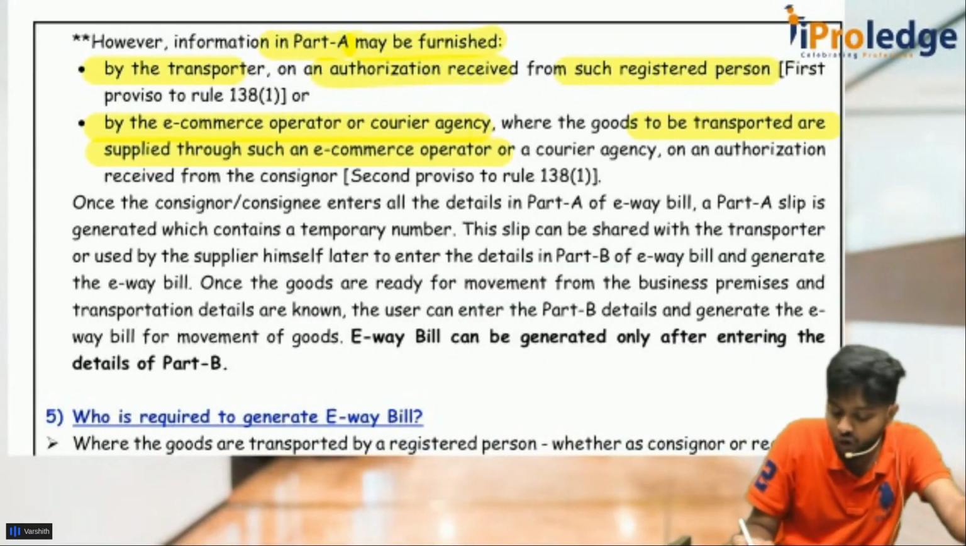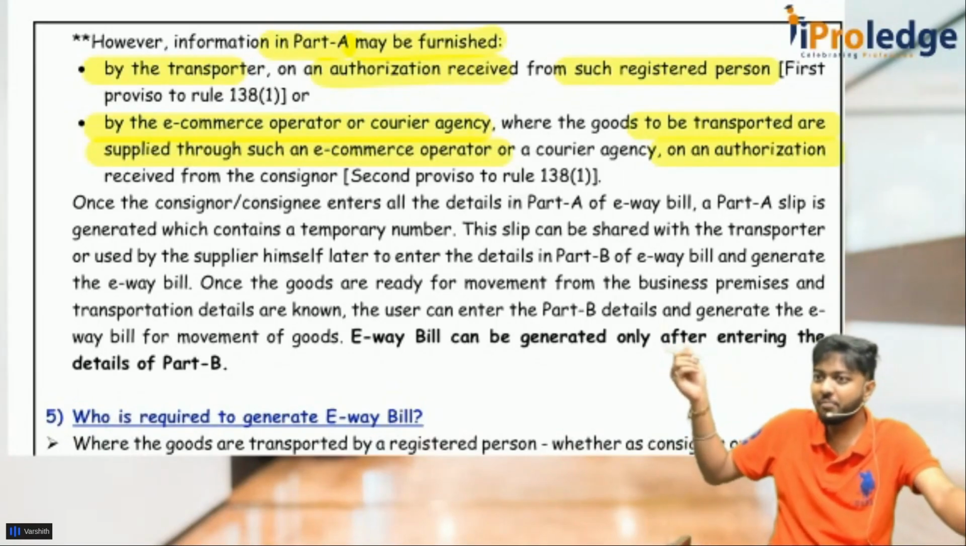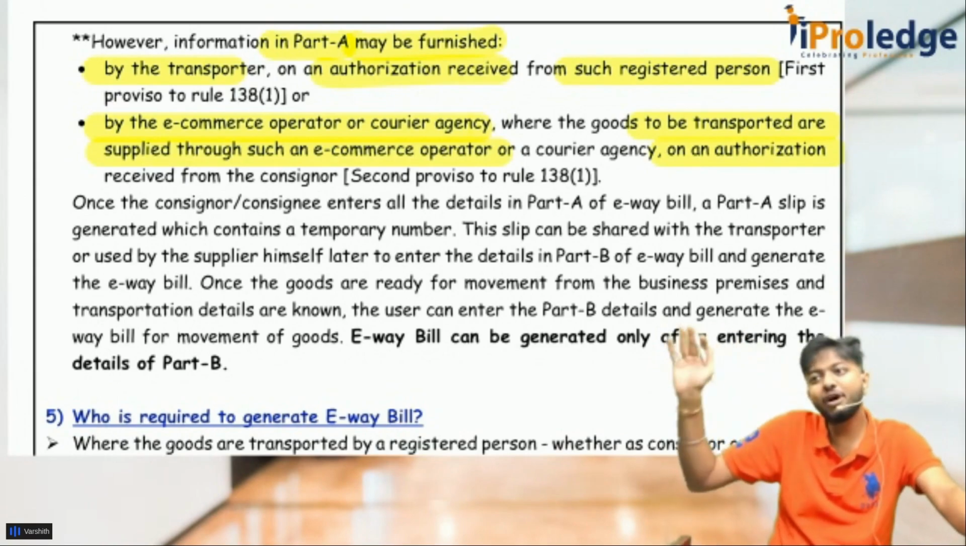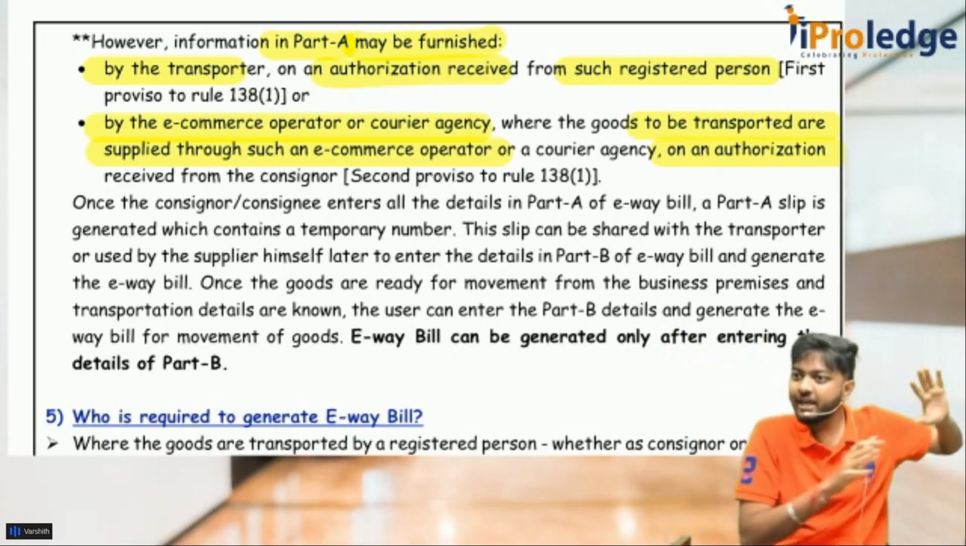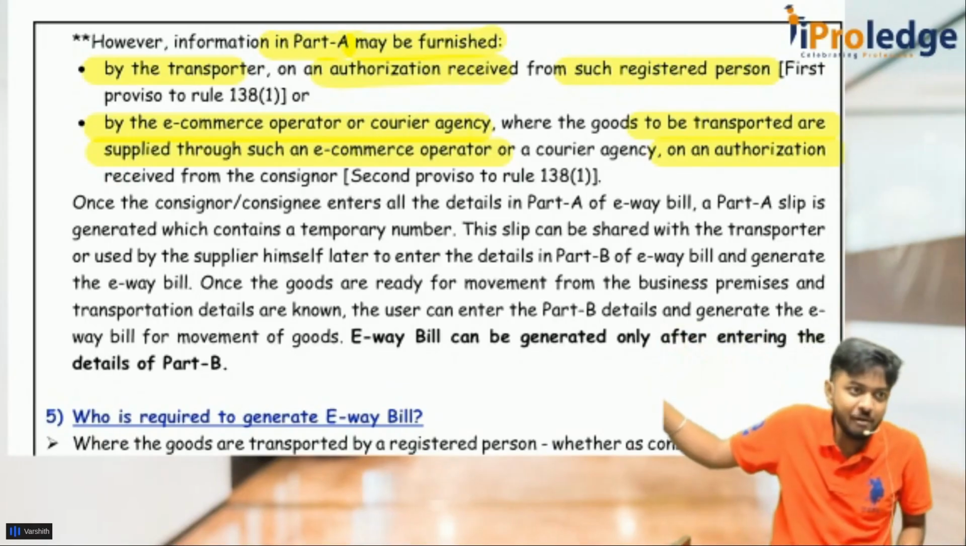Or by the e-commerce operator or courier agency where the goods to be transported are supplied through such an e-commerce operator or courier agency on an authorization. Sometimes these e-commerce people and courier people will be there. E-commerce means what? Flipkart. I'm selling my goods via Flipkart. Flipkart is taking care of delivery. So every time should I wait for the supplier to generate the e-way bill? E-commerce will be operating on their terms. Whenever they want, they'll deliver, depending on their delivery availability and all that stuff. Now, shall I wait till this guy generates the e-way bill?